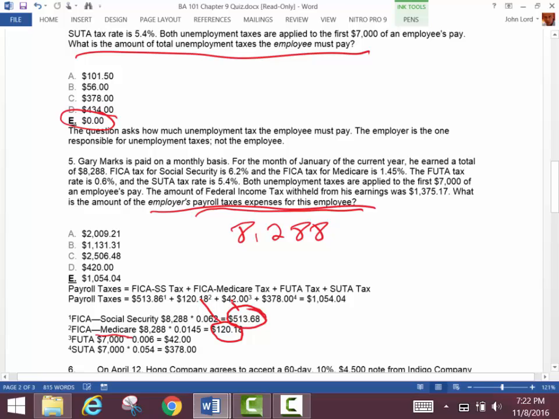And that's on the full amount, too. Yes, it's on the full amount. There's the 120. There's the 513, right?